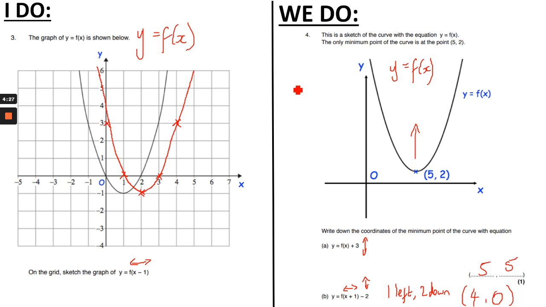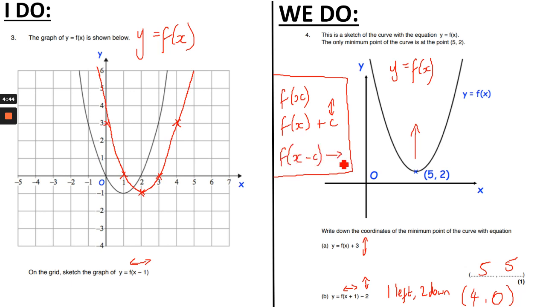So just remember, I don't think I was as clear in the last slide as I could have been. You've got f(x). You've got f(x) plus a number. That means it's up or down. Outside of the brackets is going to be up or down. If it's inside the brackets, it's going to be left or right.